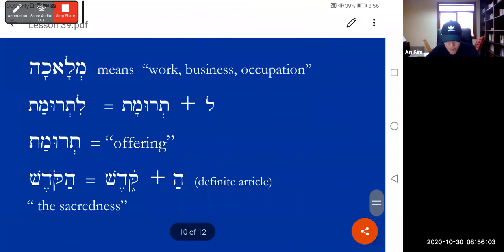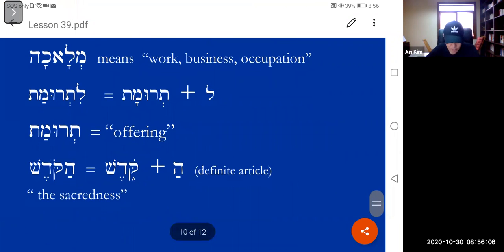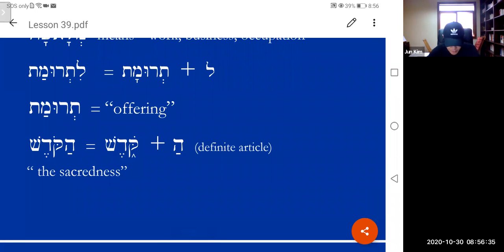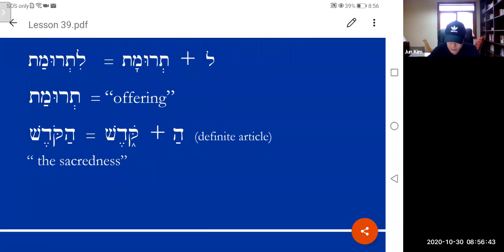So every word is here, the meaning. Malakha means work, business, occupation. As I said, it's ending in he, all right? It's not tav ending. As I said, he is replaced by tav when the word is connected to the following noun. And this one, terumat, is offering. Ha-kodesh means ha plus kodesh, definite article, and the second in the name.